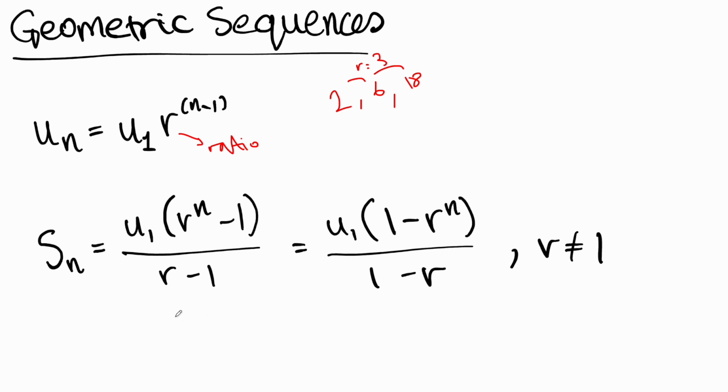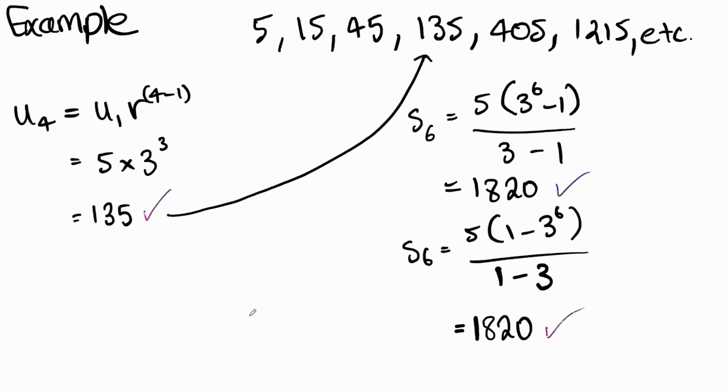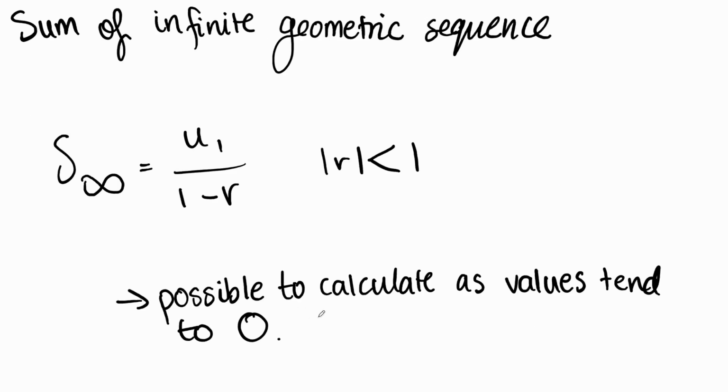And again, here is the sum of a geometric sequence. This only works when r is not equal to 1. Obviously, you can imagine if r is 1, you're dividing by 0, which is a bit problematic. Here is another example. If you want to attempt it, feel free. But yeah, you're just substituting the numbers into these equations.